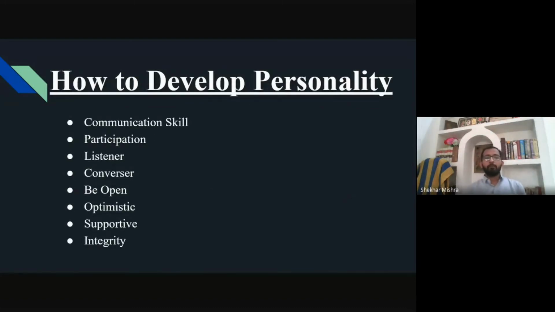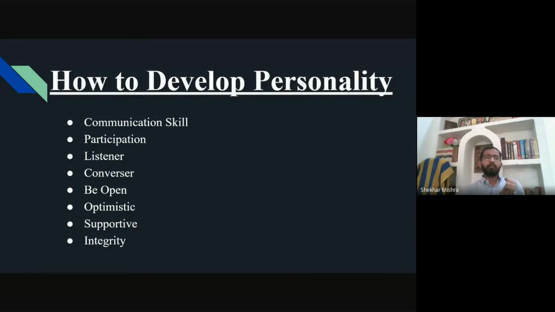Now, how to develop personality? You can improve your communication skills by participating in events and in things you come across. A good listener always has a good personality. He has patience. The most important thing for listening is patience. If you are listening to me right now, continuously, then you are a good listener and you have patience.